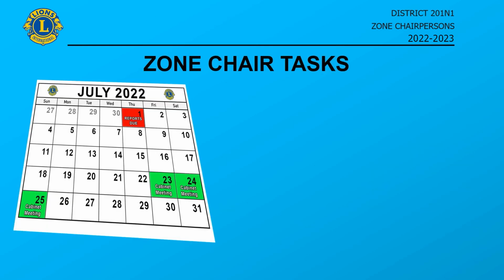Now we look at the tasks a Zone Chair needs to start right away. Firstly, plan a calendar and start a diary. Tied into that calendar and diary will be your action plan. Your action plan governs what you do and where you go during the year. So it is important to work out that action plan so that other things fall into line.